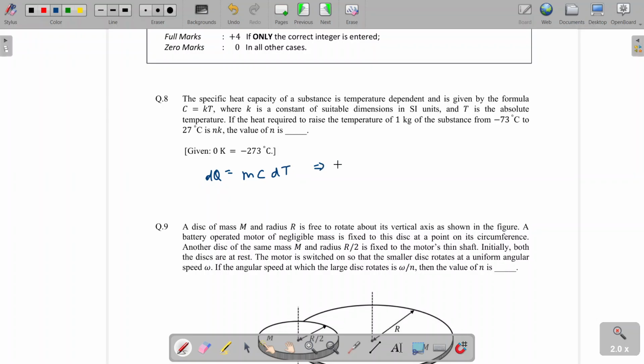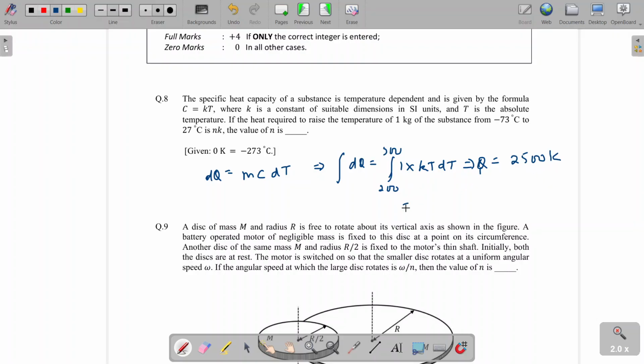So we are supposed to raise the temperature of this gas from minus 73 degrees Celsius, that is 200 Kelvin, to 300 Kelvin. The mass of the gas is 1 kg, the specific heat is kT, and the change in temperature is dT. So what is the heat which we require in this case? After integrating, this value will come out to be some 2500 K. So that is what is asked in the question.